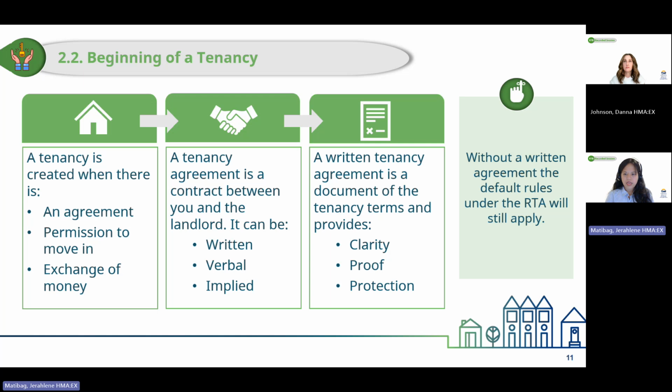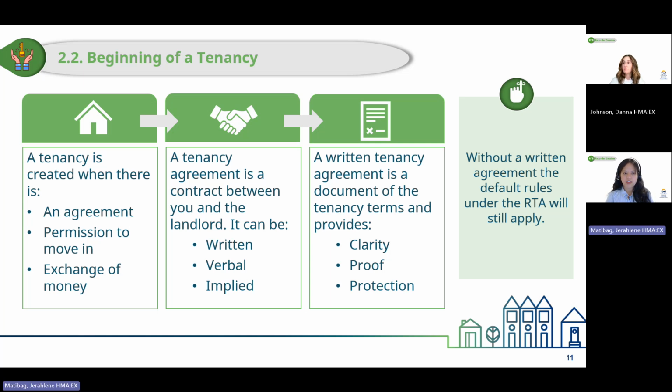And then once the tenancy is created, a tenancy agreement is automatically created or established as well. So that means a tenancy agreement is a contract between you and your landlord. It explains the rules of renting and what both sides are responsible for. And it can come in three forms. So we have the written, the one which we all are familiar with. And then we also have verbal, meaning both of you verbally agreed or said your agreement. And then implied, meaning your actions show you agreed, even if nothing was written down. So for example, when you paid for the deposit.